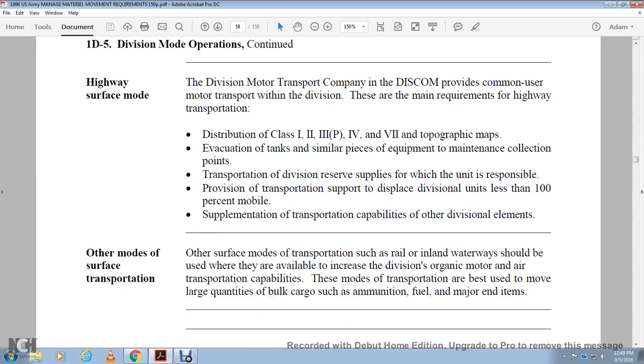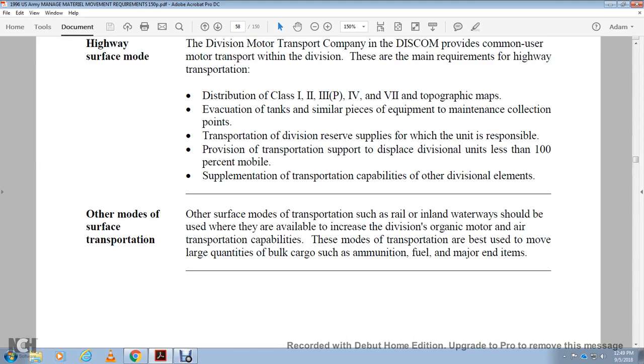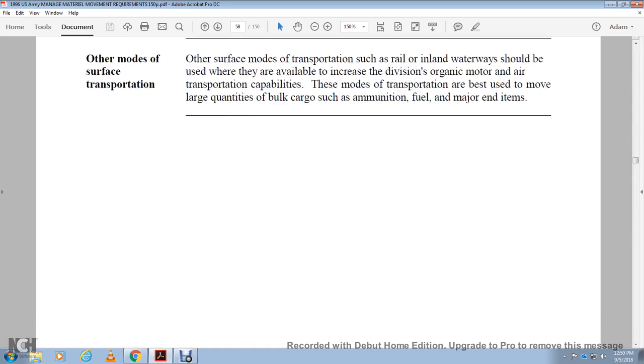Supplementation of the transportation capability of the other division elements. Other modes of surface transportation, such as rail and inland waterways, should be either available to increase the division's organic motor and air transportation capability. These modes of transportation are the best use to move large quantities of bulk cargo and ammunition, fuel, and major end items.